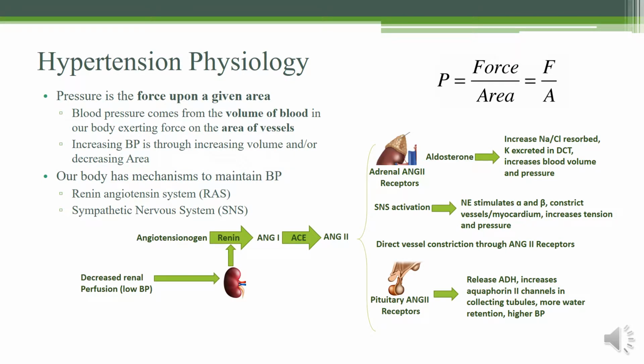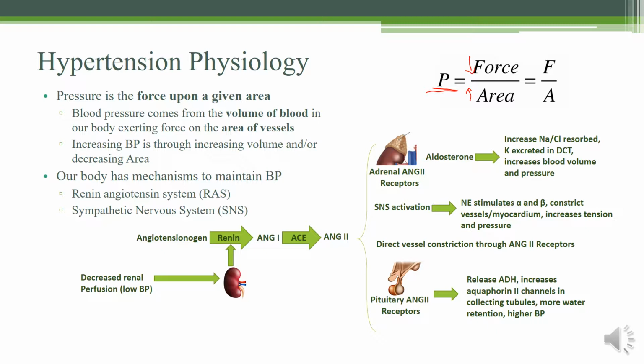Alright, let's talk about hypertension physiology. As you already probably know, hypertension just means high blood pressure. And pressure is at the basic level just a force over the area. So there are two ways that we can reduce the pressure that is being exerted on our arteries. That is by either reducing the force or increasing the area that is being exerted on it. And there's two different ways that we can do that.